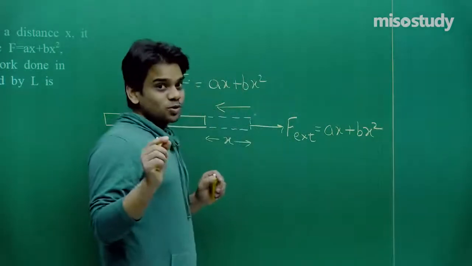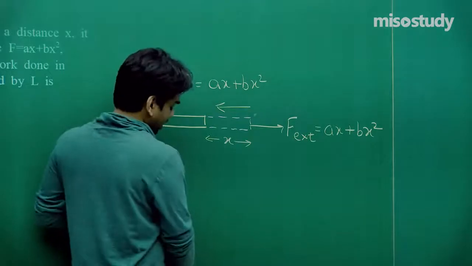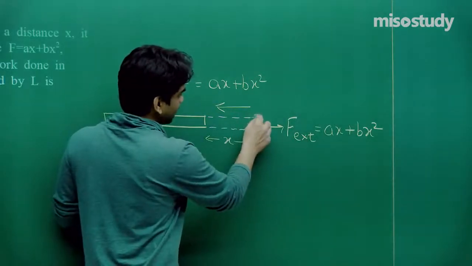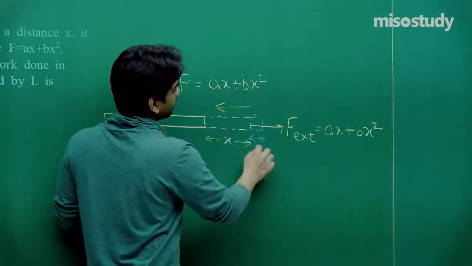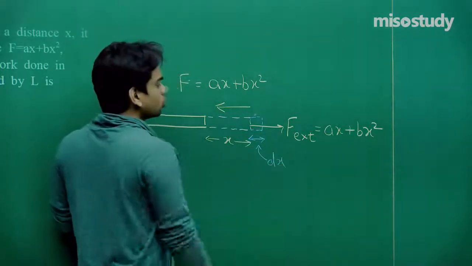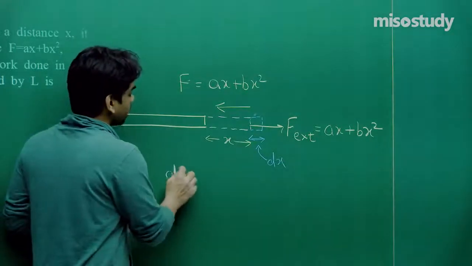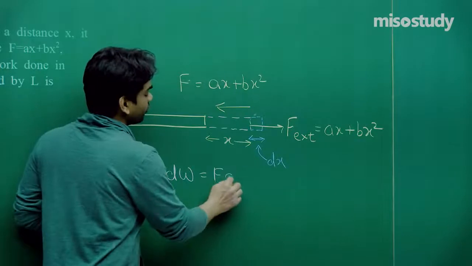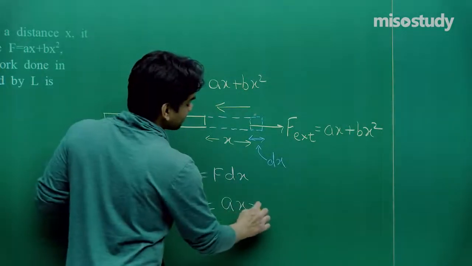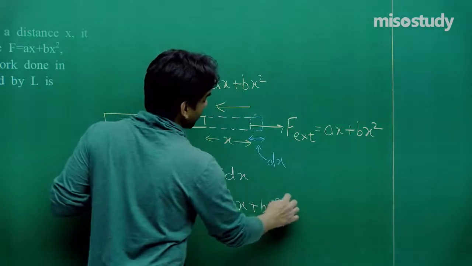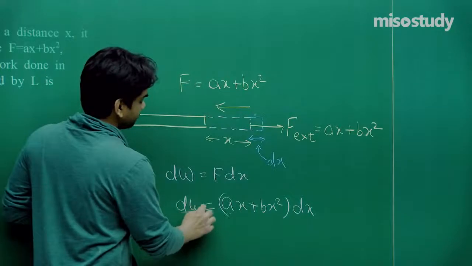Again, I believe that you must be remembering the concept of potential energy. If we stretch it through a very small length dx, the small work done by this external force, dW, will be F dx, and that will be equal to ax plus bx square, times dx.